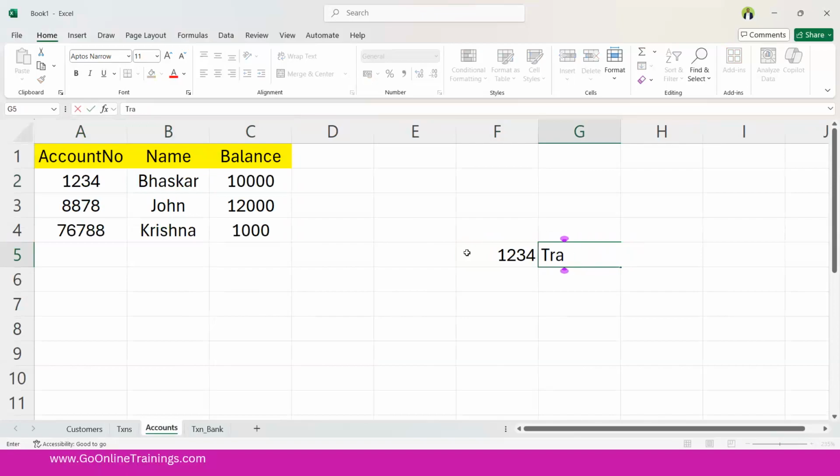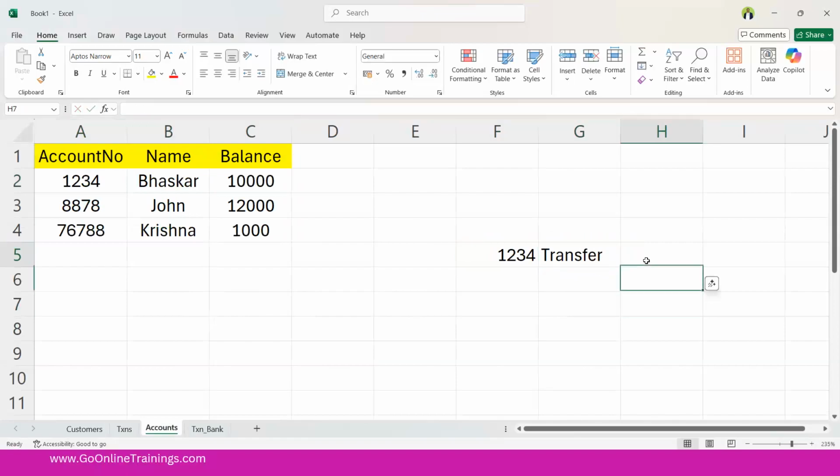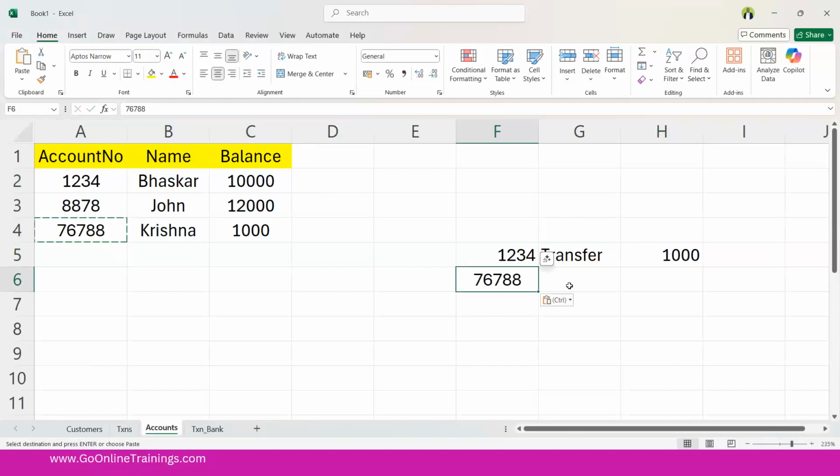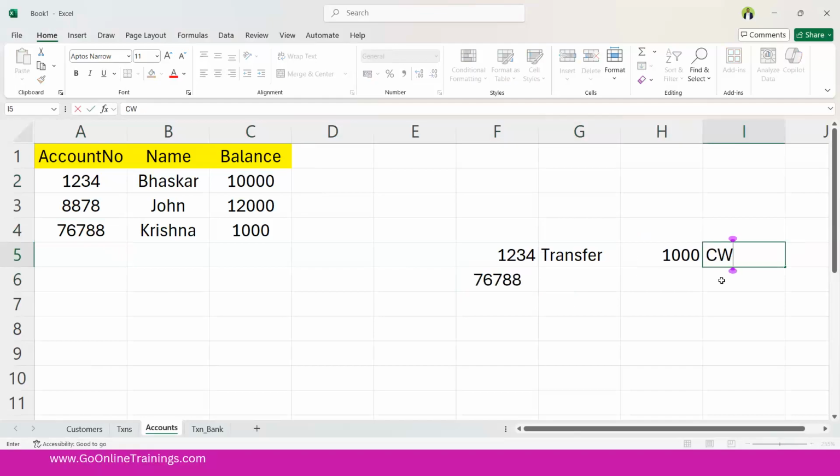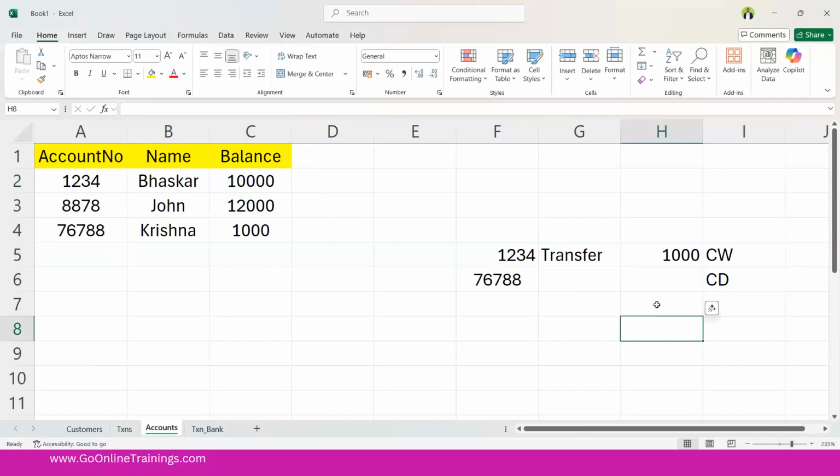So, from which account to transfer? From 1234, what is the amount? So, let us say 1,000 rupees I wanted to transfer from my account to, let us say, this account. This is the second account number. So transfer means, here cash withdrawal has to happen. Here cash deposit has to happen because I'm transferring 1,000 rupees.